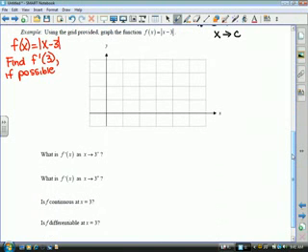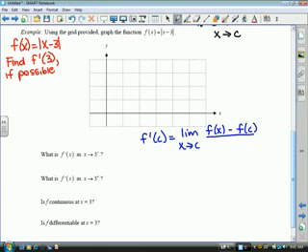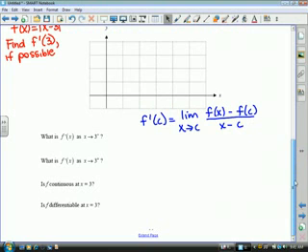So if I was going to do this algebraically, I would say, okay, f prime of c is the limit as x approaches c of f of x minus f of c over x minus c. Isn't that the definition? Where do I want to do the derivative at? 3. So 3 goes where? C. So everywhere there's a c, I'm going to put a 3.